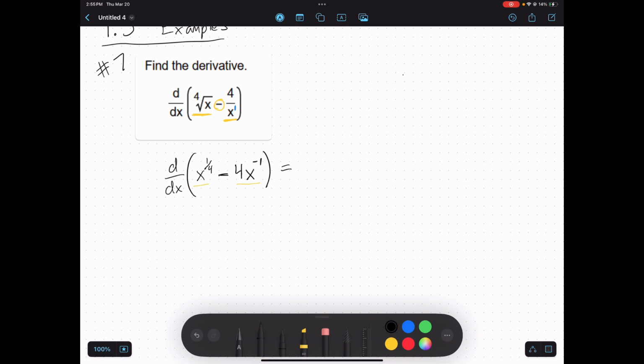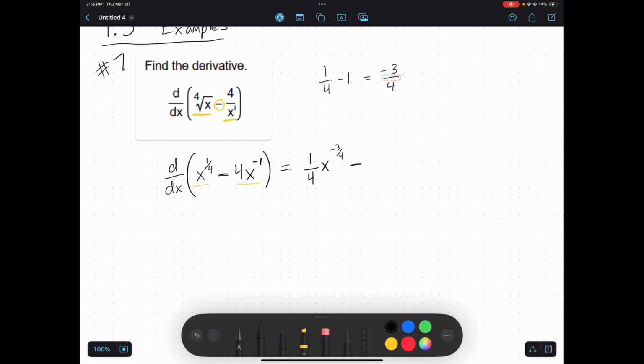So what's my derivative going to be? Well, for my first piece, I'm going to multiply by the exponent, keep the x, and then my new exponent is going to be 1 less than what it used to be. Well, what's 1/4 minus 1? I get negative 3/4. So I have 1/4 x to the negative 3/4. My sum and difference rule means I just keep that subtraction, and then I can focus on my next term.